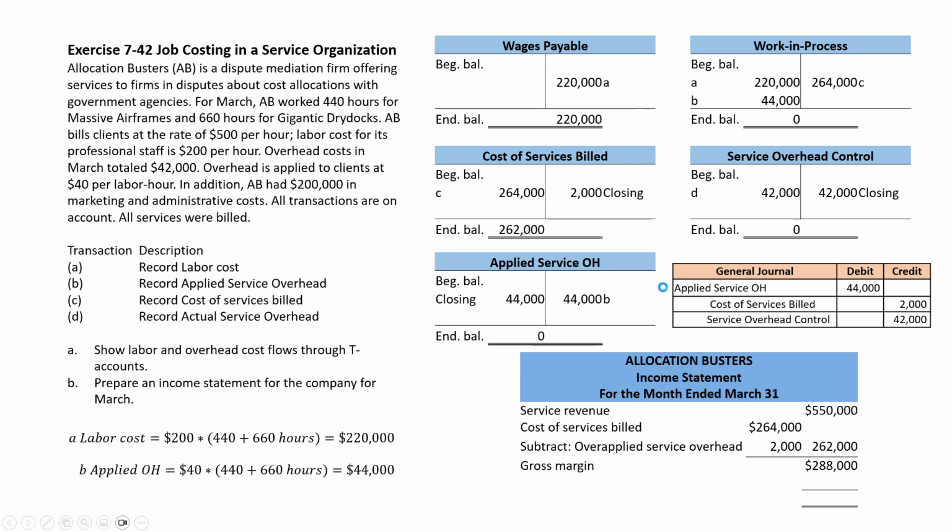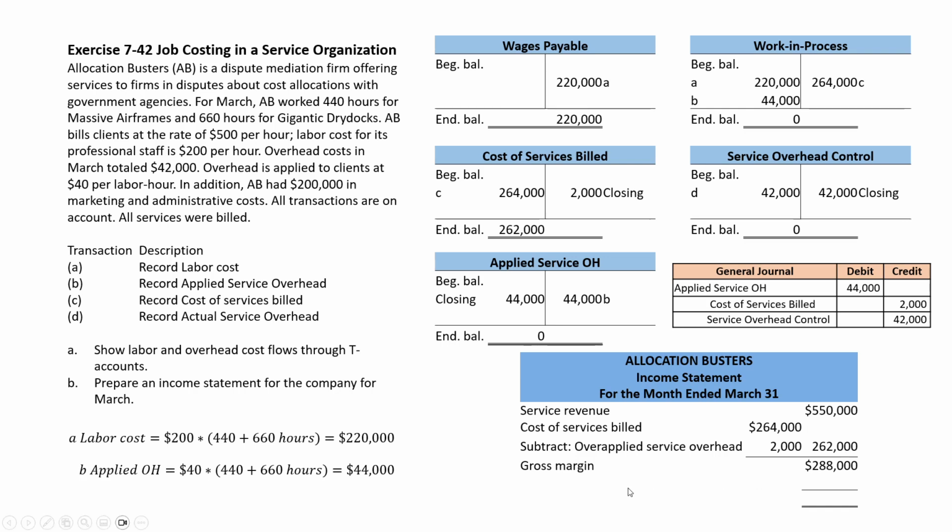Well, I already identified our expense of cost of services billed, our original amount of 264,000 that we calculated, plus our over applied service overhead of 2,000 reduces our cost of services billed to 262,000. Similar to a manufacturer taking revenue minus cost of goods sold to get gross margin, we're going to take our service revenue of 550,000 minus our adjusted cost of services billed of 262,000 to get a gross margin of 288,000.